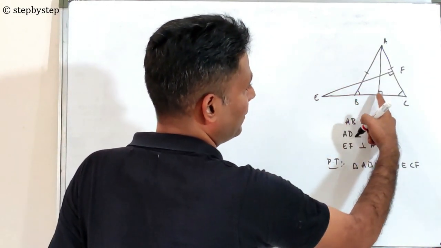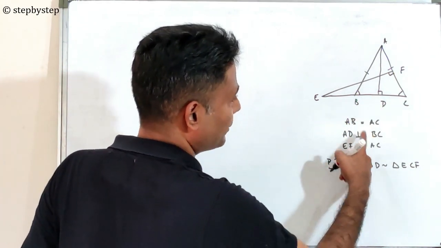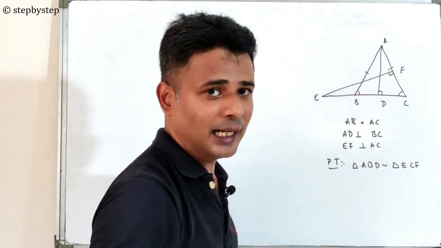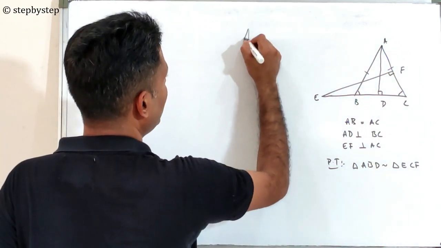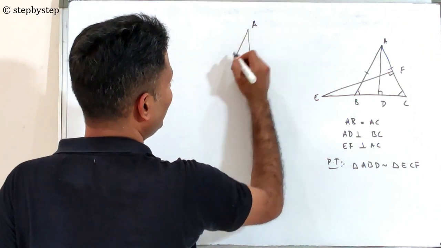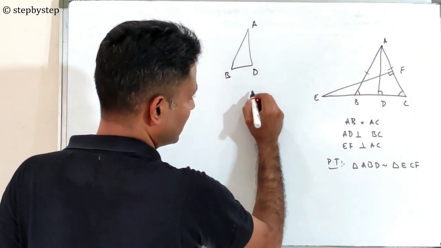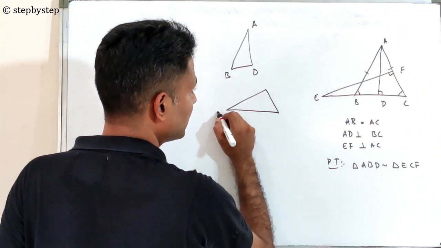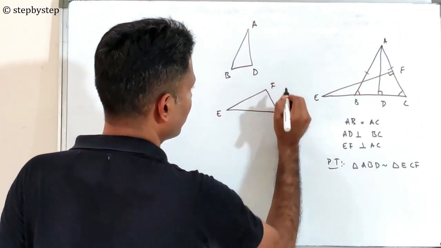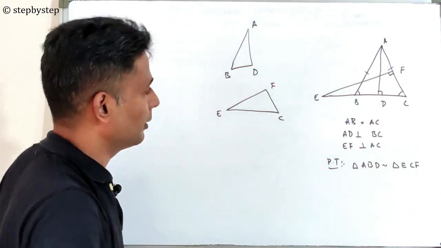AD is parallel to BC means what? This is 90 degree, and EF is parallel to AC, which means this is 90 degree. They have asked us to prove triangle ABD. So I'll split the triangles. It's very helpful to split the triangles ABD and ECF. So it will be like this, ECF. We have to prove these two are similar.